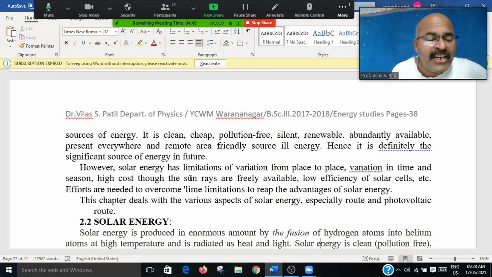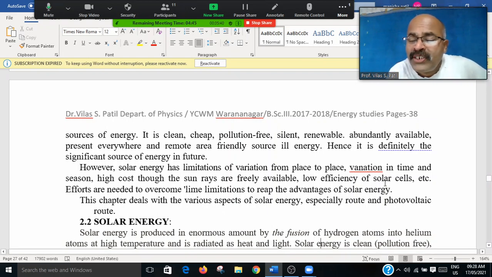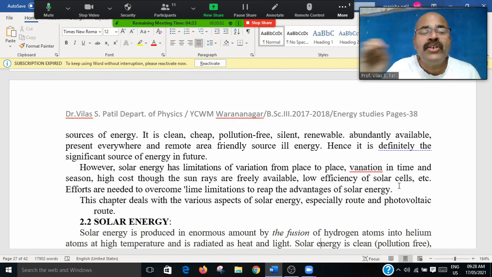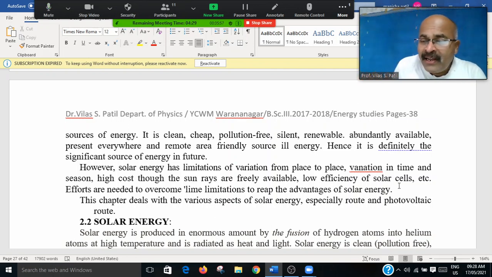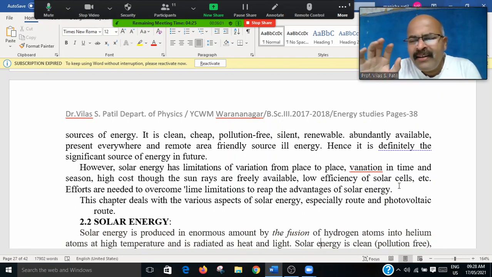From season to season it varies. It is high cost, though the sun rays are freely available. Low efficiency. Friends, still there is no solar cell which is highly efficient for storing solar energy in the form of batteries, DC batteries. There is limited research available, and this is one of the limitations. Efforts are needed to overcome it.